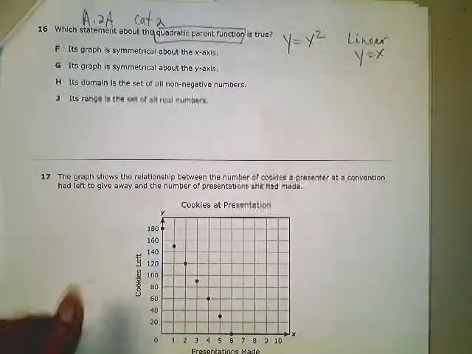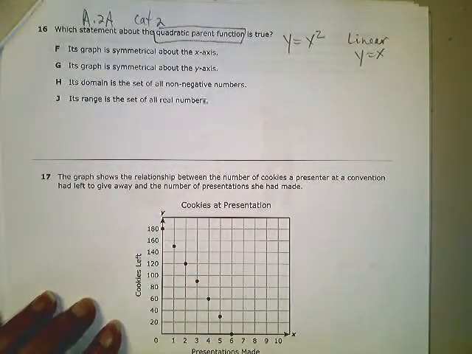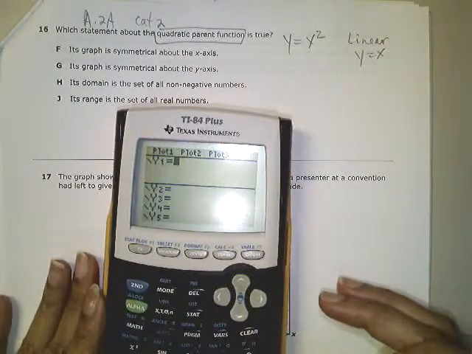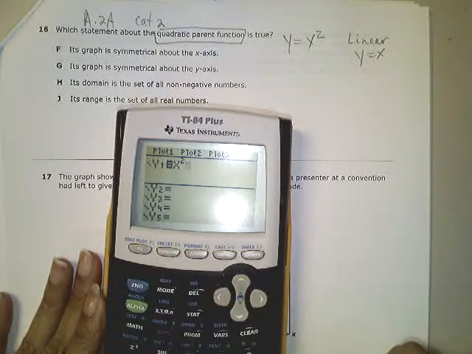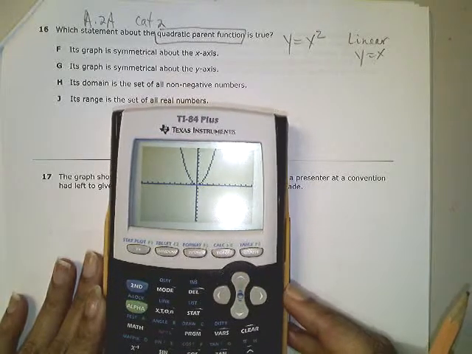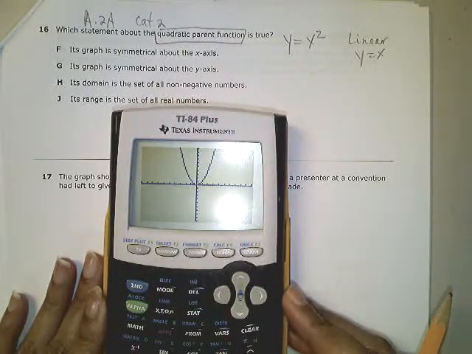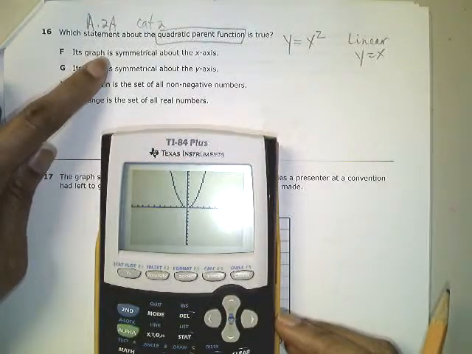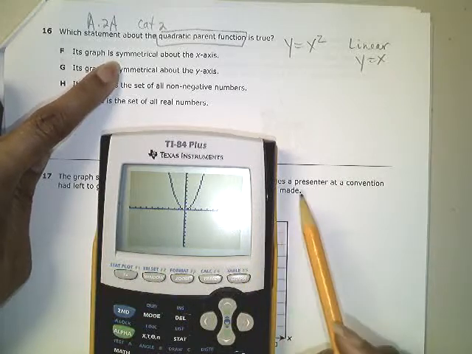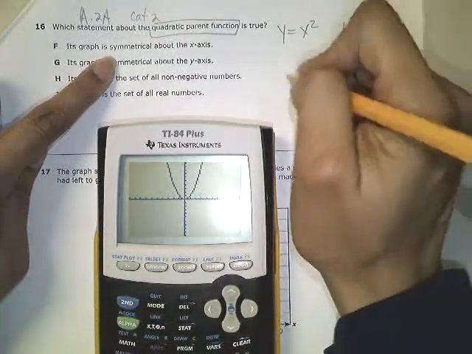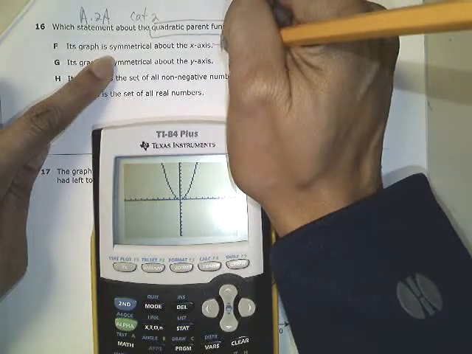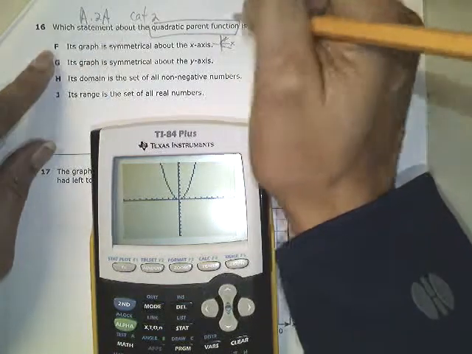Which one is true? What you can do is just go to the graph and look at it. So I'm going to come back over here, go to my y equals, clear that out, and just type x squared. And then hit graph. I want to look at it. This is what the parent function of a quadratic function looks like. Its graph is symmetrical about the x-axis. This is the x-axis. That is not true. Symmetrical about the x-axis would look like this, because that's the x-axis, so I know that's not true.